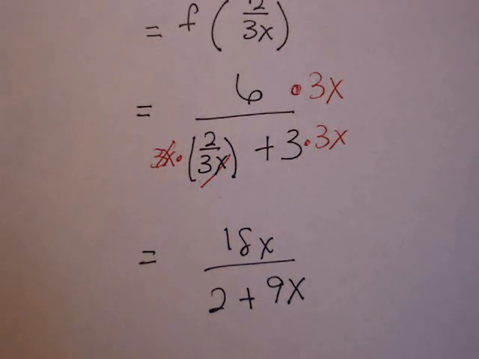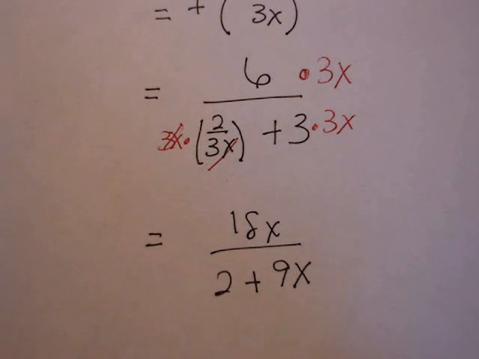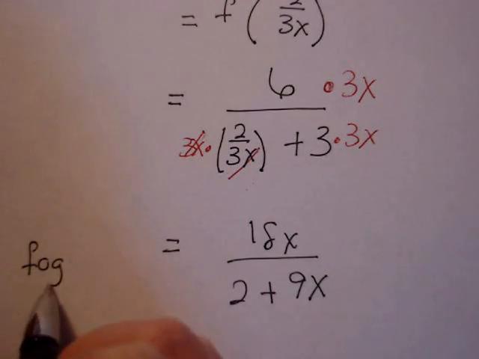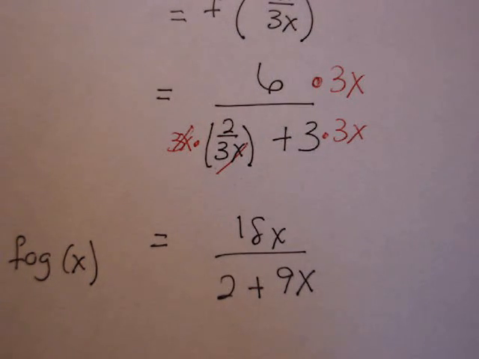You're done. Do not cancel anything else. I'm begging you. You cannot simplify this. Remember, you have to factor before you cancel. So this is your final answer, and I would write this just to make it look pretty: f of g of x is equal to 18x over 2 plus 9x. Okay, so that's number 9. Now let's do number 11.